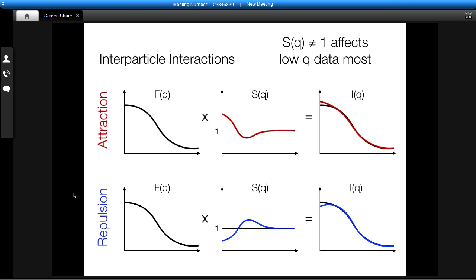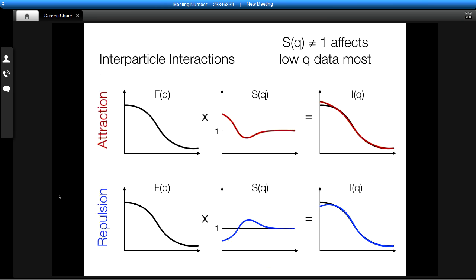So to give you an idea of how the structure factor affects the scattering pattern, on the left here we have the form factor. On the top we have an example of a structure factor where a solution is attractive, and on the bottom we have a solution where the particles are repelling each other. And so you notice that the structure factor in red for the attractive molecules.